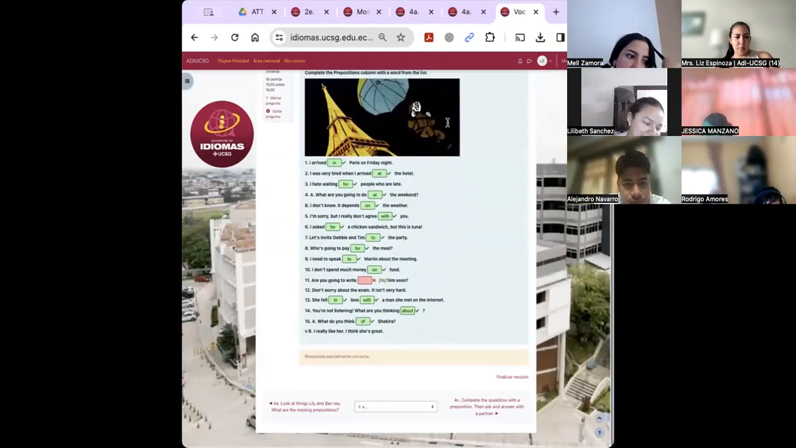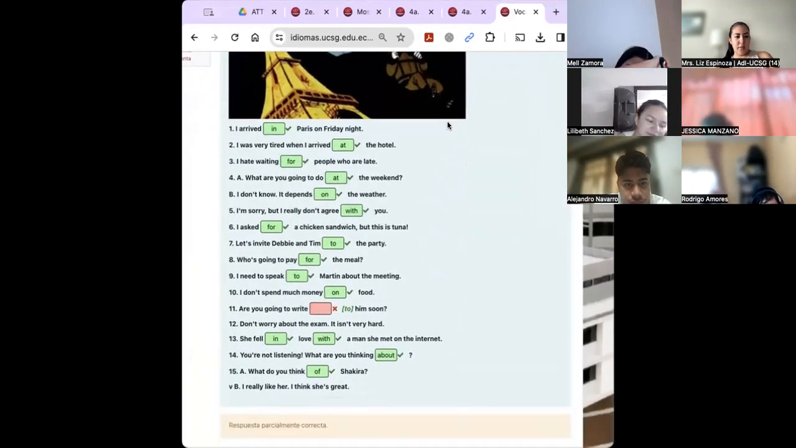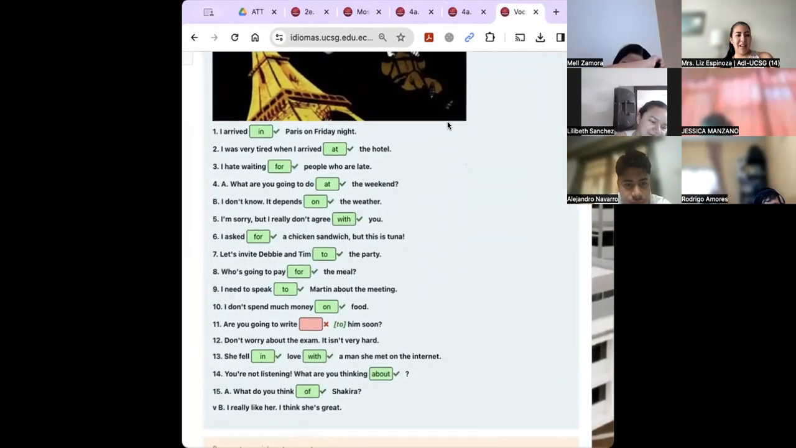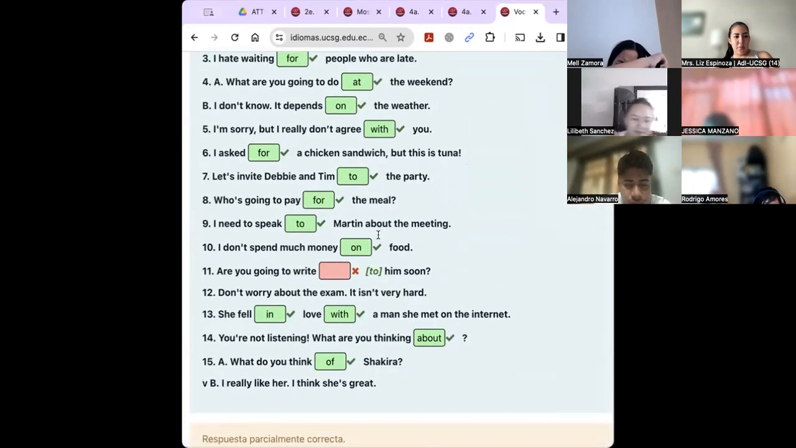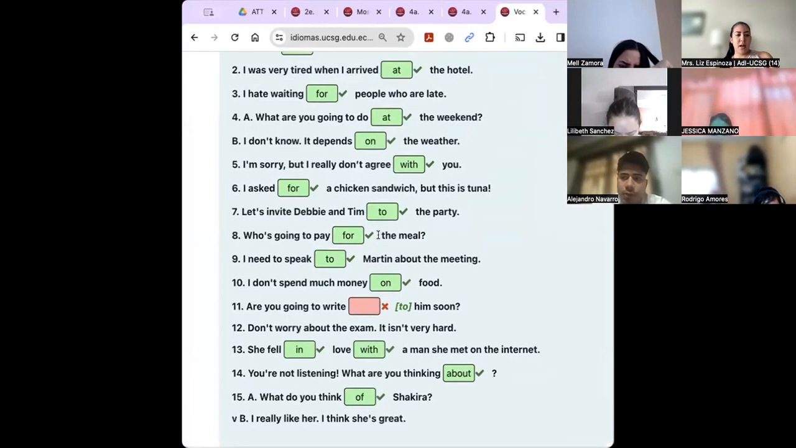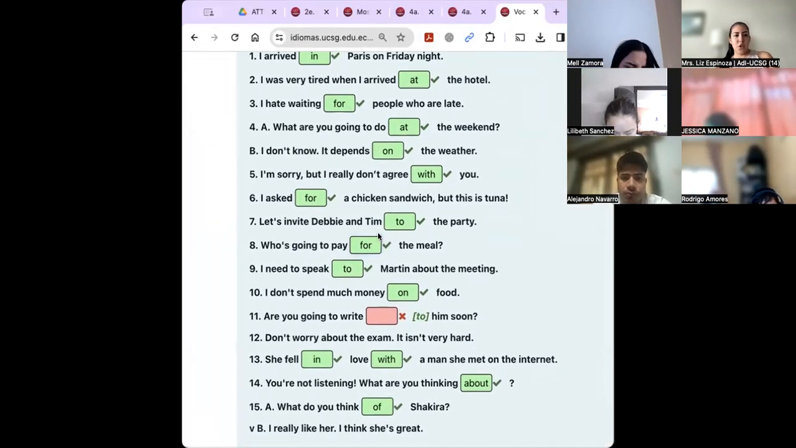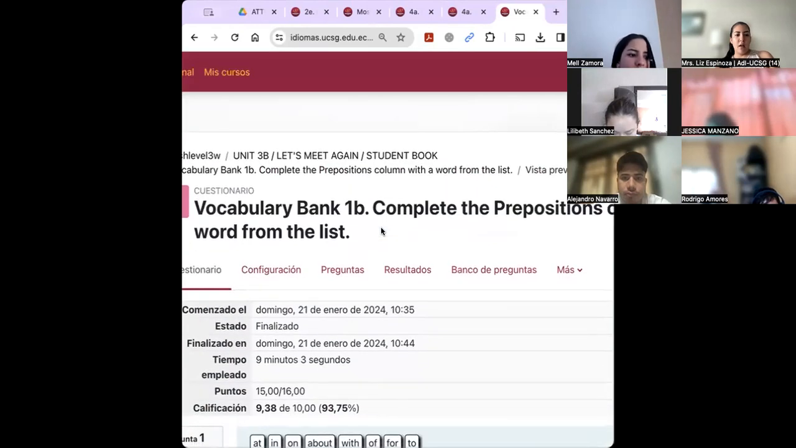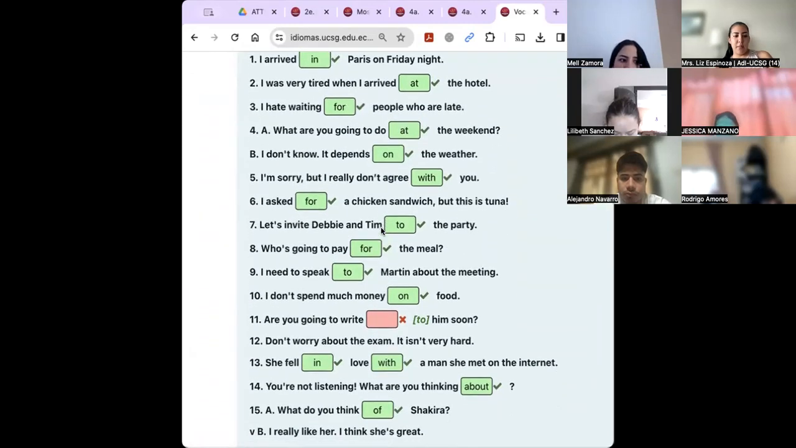Que alguno mande sin respuesta. Are you going to write? Oh, I forgot this one, number 11. I forgot it, but then you can put it. It was, are you going to write to him soon? Okay, so please go to the activity, vocabulary 1B, complete the prepositions and complete, please.